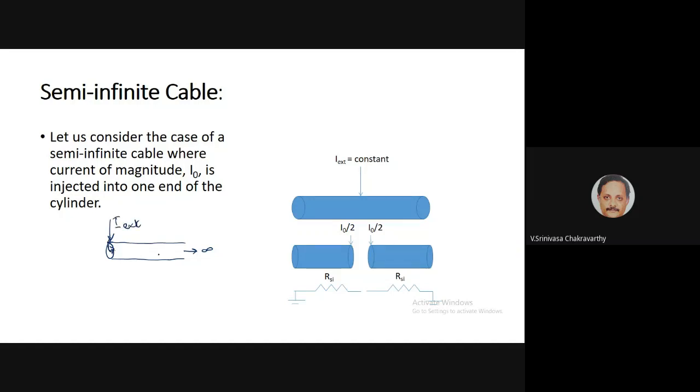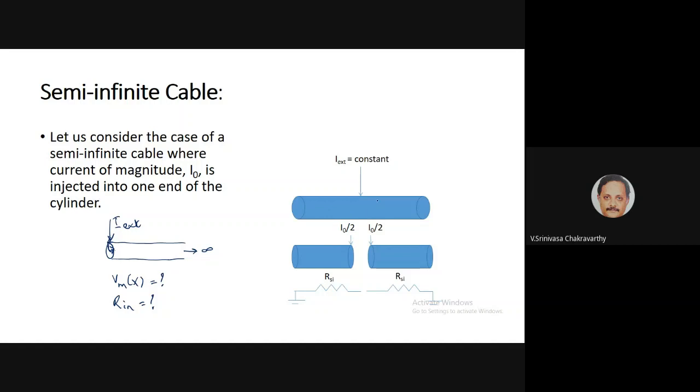Again, if you have the same kind of cable, same kind of parameters, Ra, Rm, and all that, what is the input resistance and what is the voltage distribution? So what is Vm of X for such a cable and what is Rin for such a cable? Let us see that. For this, we don't have to solve the equation again. Using the same result for the infinite cable, we can just throw a little hack and get the result for the semi-infinite cable.